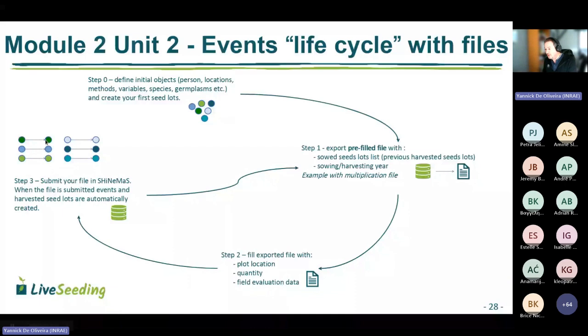And the interest of that is that the following year, you will be able to use the harvested seedlot of the previous year and prepare a new file, fill it outside the database, and so on, submit it in SHineMas, and create your network this way.